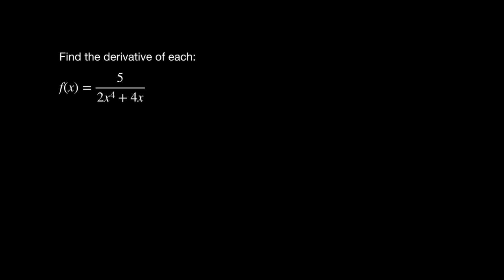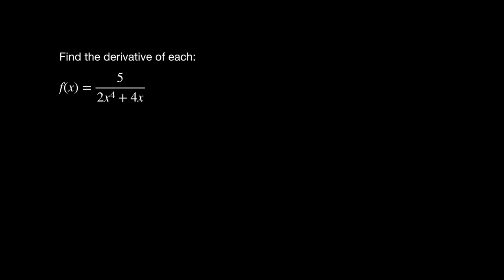All right, let's do another one. So I'm just going to keep doing practice. This is an important rule. I promise if you do more practice, it will eventually start to click. So I've got the function f of x equals 5 divided by 2x to the 4th plus 4x.